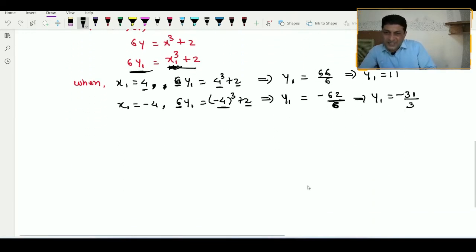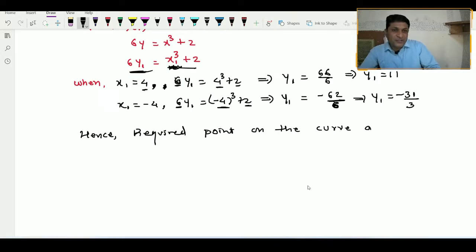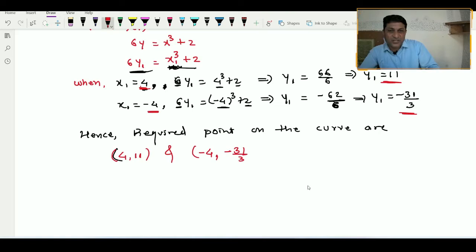So hence we can say the required points on the curve are these. What is our observation here? When x1 is equal to 4, y1 is equal to 11. This is the coordinate of the first point, and for the second point x1 is equal to minus 4, at that time the value of y1 will be equal to minus 31 upon 3. In this way we have got the coordinates of 2 points on the curve which satisfy the given condition.